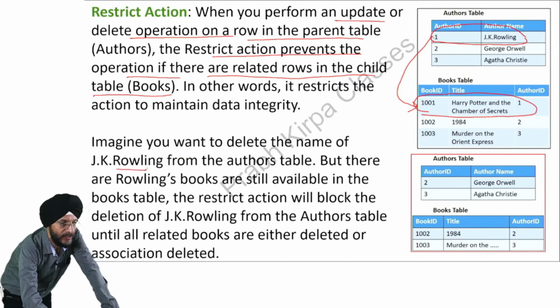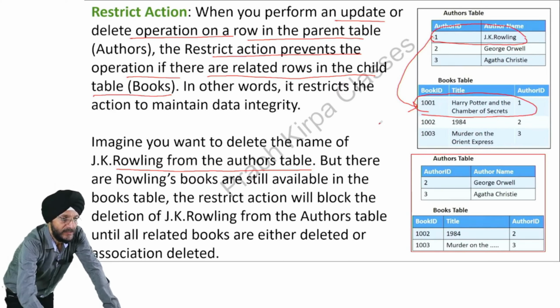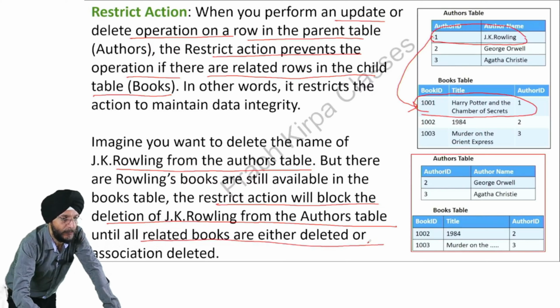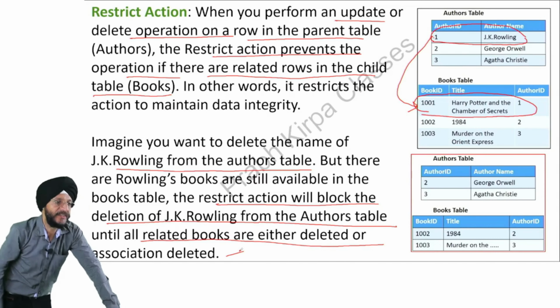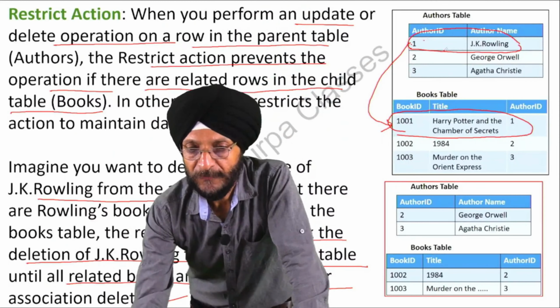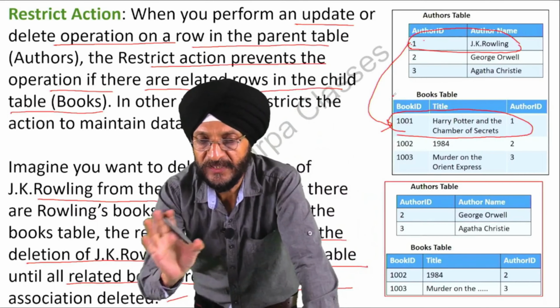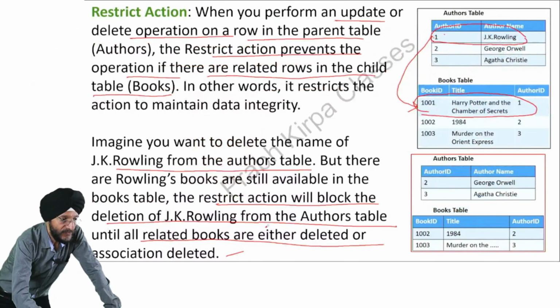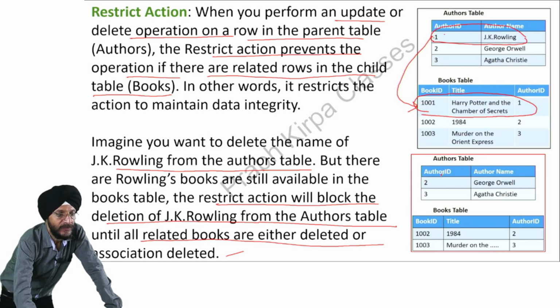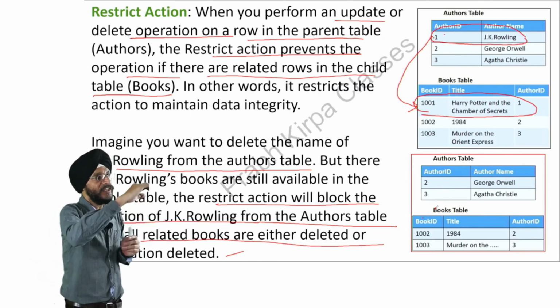Here we take the example that we are deleting the name of J.K. Rowling from the authors table. But there are books which are available in the books table. The restrict action will block the deletion of J.K. Rowling from the authors table until all related books are either deleted or the association is deleted. That is, either the relationship between this author and the books table will have to be removed, the relationship should not exist in the system, or firstly we will have to remove the books from the books table. Only after that the system will allow the deletion of the author's name.